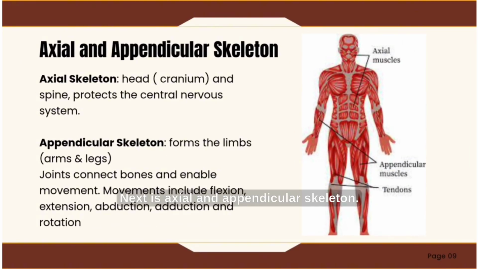Next is the axial and appendicular skeleton. The axial skeleton, head, cranium, and spine, protects the central nervous system, and the appendicular skeleton forms the limbs, arms, and legs. Joints connect bones and enable movement. Movements include flexion, extension, abduction, adduction, and rotation.